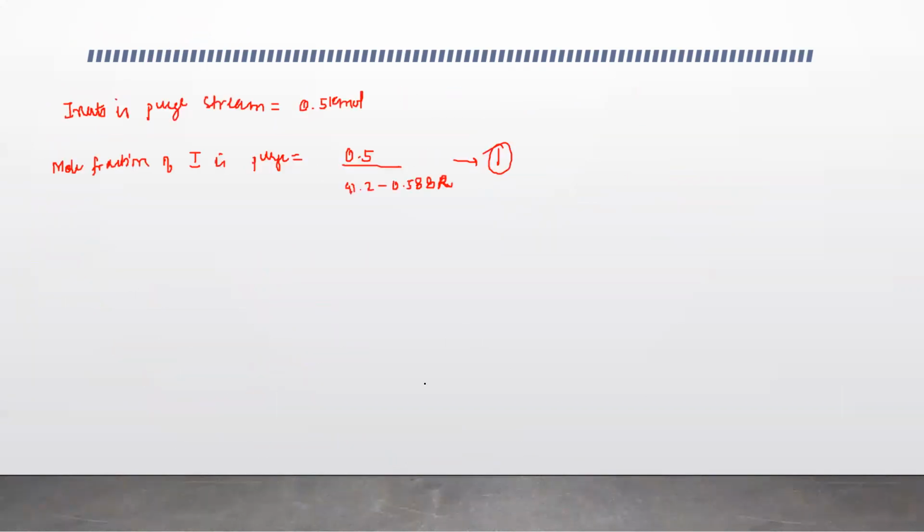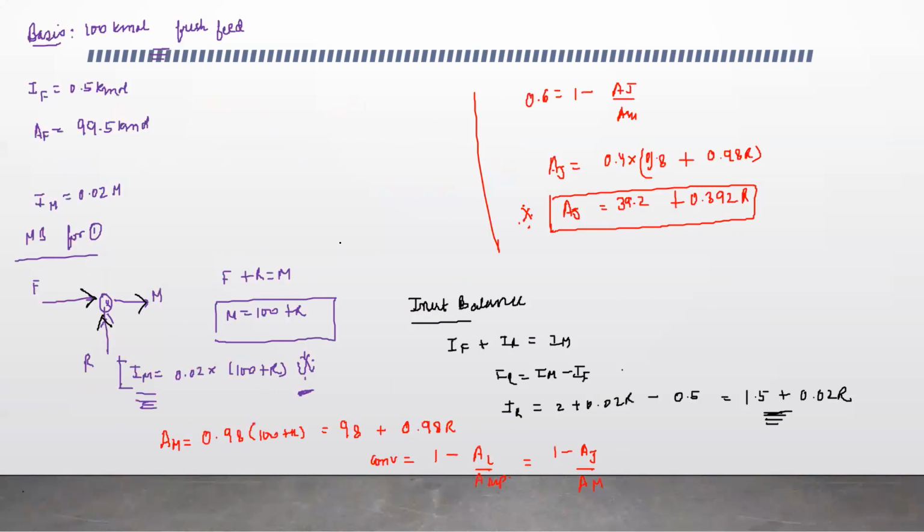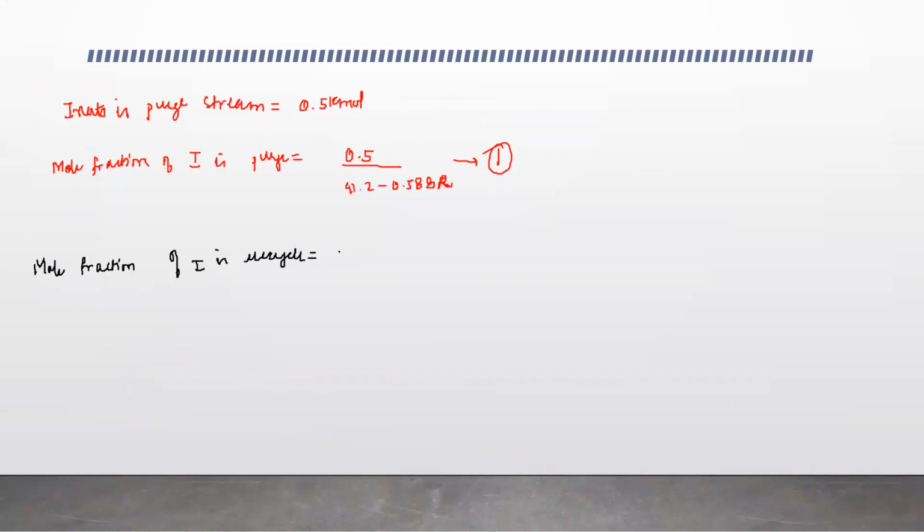So mole fraction of inerts in the recycle stream is basically equal to inerts in the recycle stream, that is 1.5 plus 0.02 R, upon the recycle stream, that is R. This is your equation number 2.